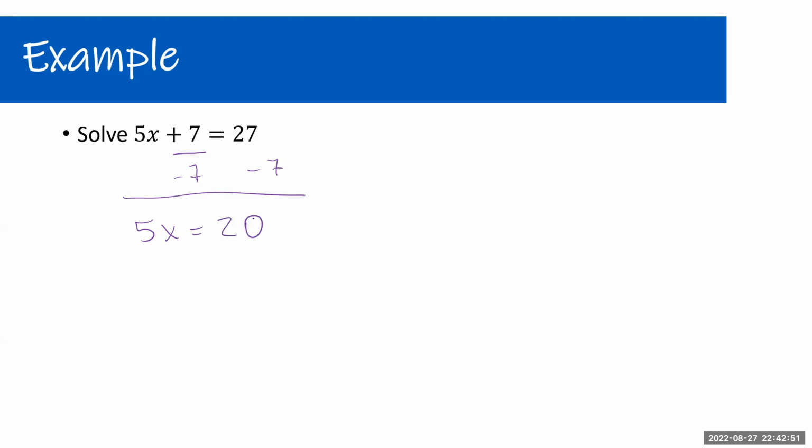Now we need to do it one more time. Now we have 5 times x equals 20. To get rid of that 5, we're going to divide off the 5. We multiplied it here, we're going to divide it. So now we're left with x equals 4. So here we had 2 steps. First, we had to subtract off that 7, then we had to divide off that 5.